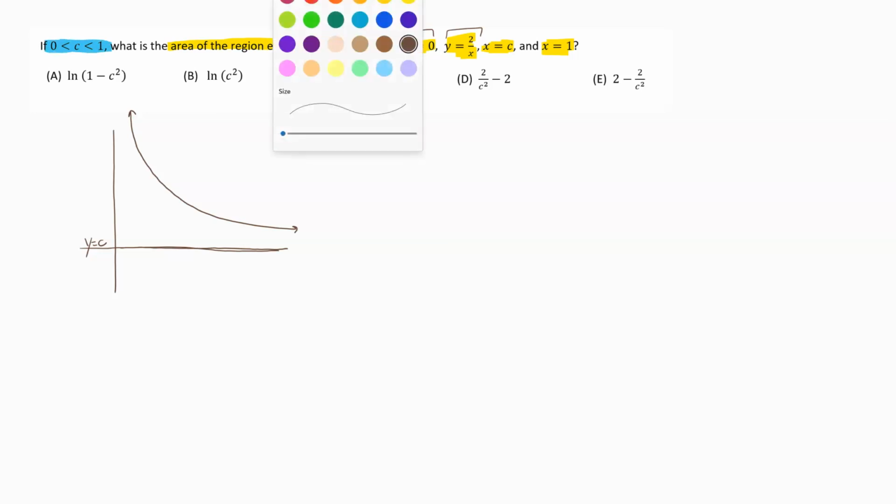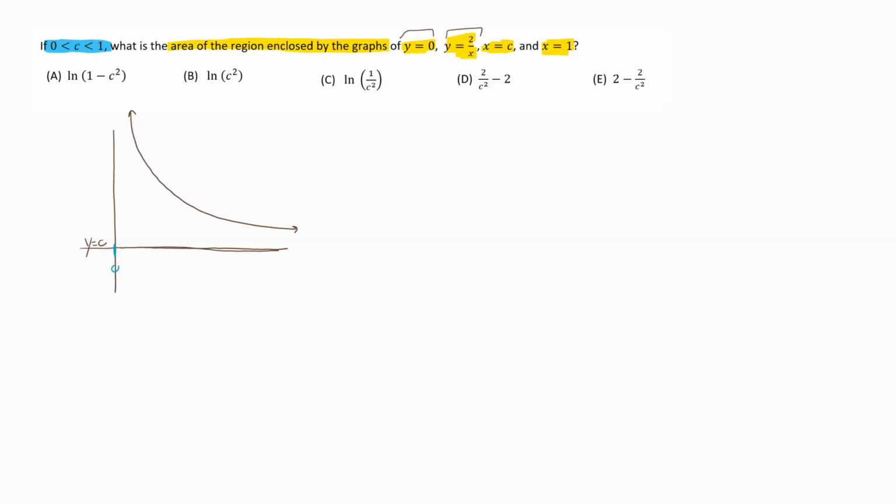So y equals 0 is actually just going to be our x-axis right here. So that's just the bottom of the graph. y equals 2 over x, that graph looks something like this. Anything, a number over x, is going to be this sort of shape of graph. And the reason that I'm only worried about the first quadrant here is because when we're looking for this c value that they're going to be talking to us about, c has to live between 0 and 1. So I know it has to be somewhere between here and here.